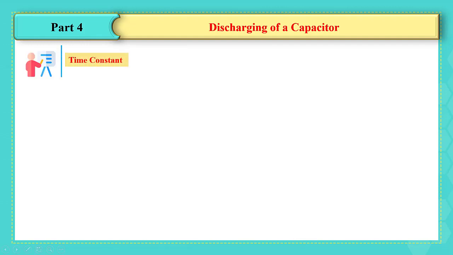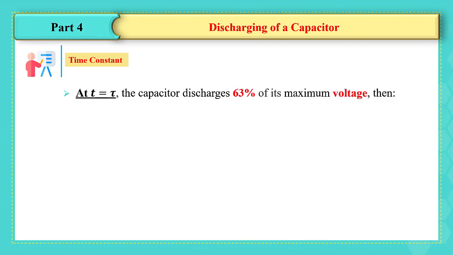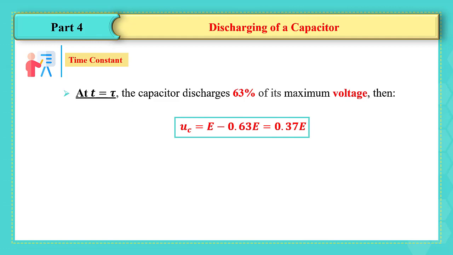Let us now define tau for the discharging process. We know that at time t equal to tau, the capacitor discharges 63% of its maximum voltage. Then UC, the voltage of the capacitor at time t equal to tau, is equal to E minus 0.63E, which is equal to 0.37E. Then the voltage remaining in the capacitor at time t equal to tau is 0.37E, or 37% of the maximum voltage of the capacitor.